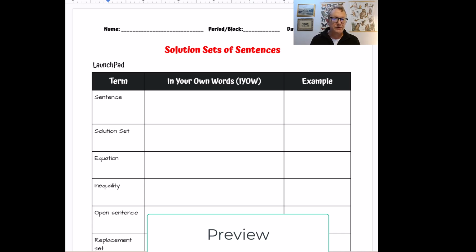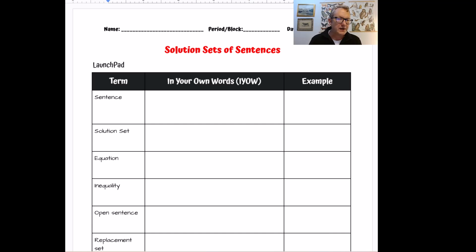Here's our worksheet for solution sets of sentences. It's part of our solving equations, part of Unit 2 from our pacing guide. We start off with the graphic organizer.